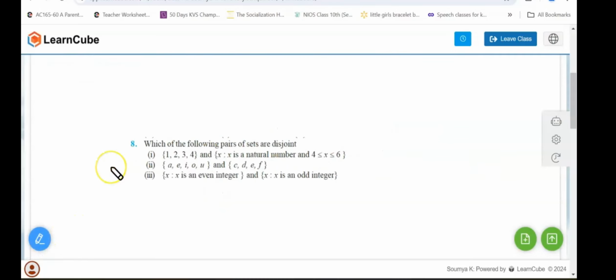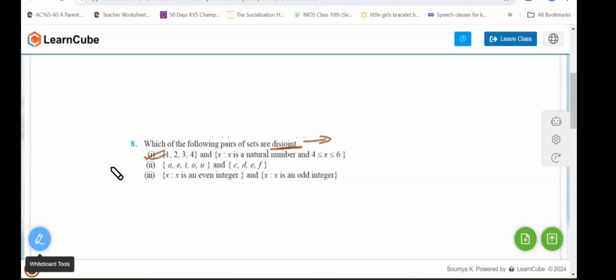Next question is, which of the following pairs of sets are disjoint? What is the meaning of disjoint? It means when you find the intersection of both the sets, you will not have any element common, or it will be an empty set. So let's see the first question.